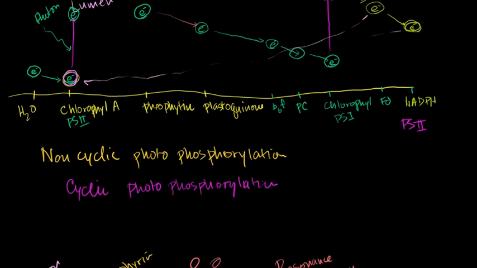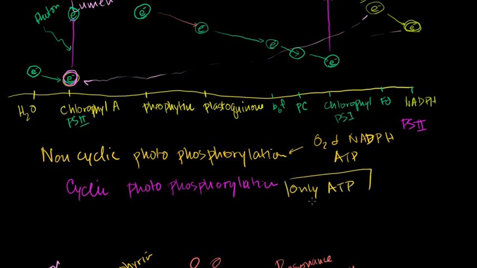So in this situation, non-cyclic phosphorylation, which is what most people associate with photophosphorylation, produces O2 and NADPH, and of course it produces ATP. While cyclic phosphorylation, only because it doesn't have to strip electrons off of water, and the electrons don't end up at NADPH, only produces ATP. So I think we now have a very good understanding, hopefully, of the light reactions in photosynthesis.